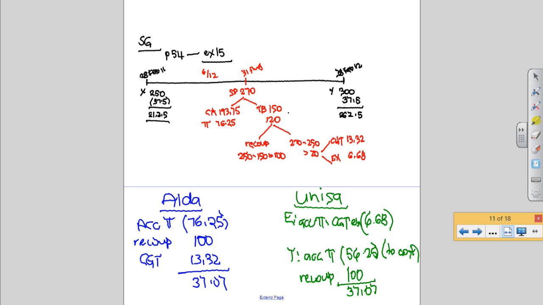All right, so next week then we'll pick up and continue with tax, and we're going to start looking then at deferred tax.